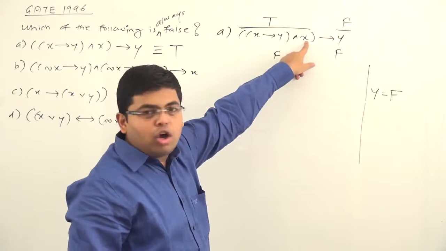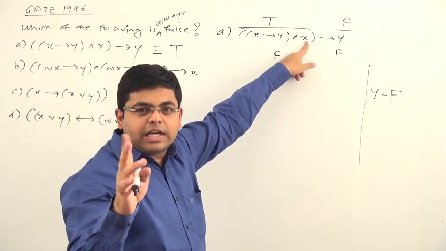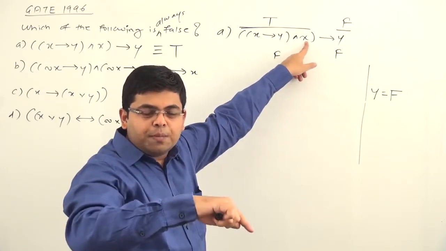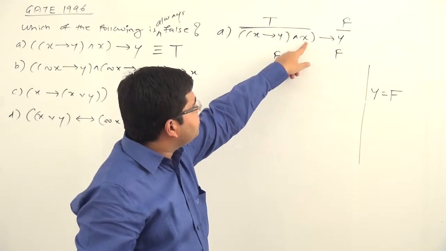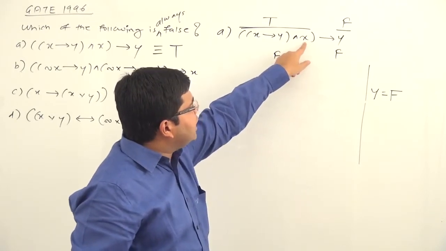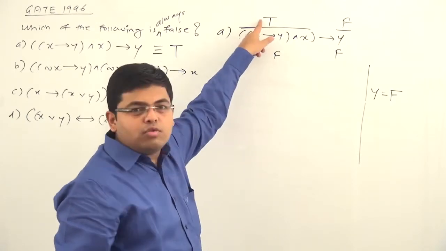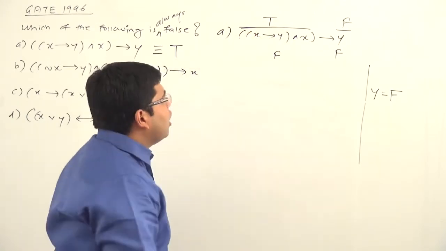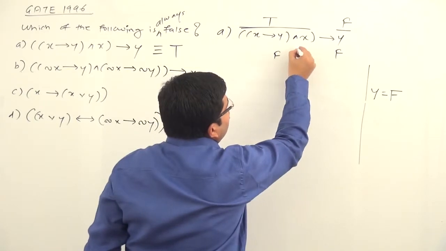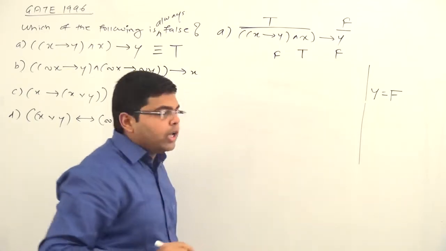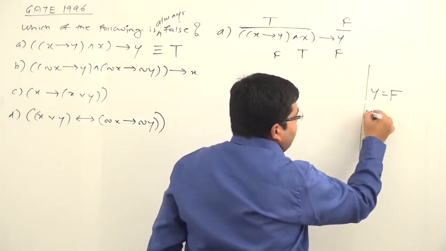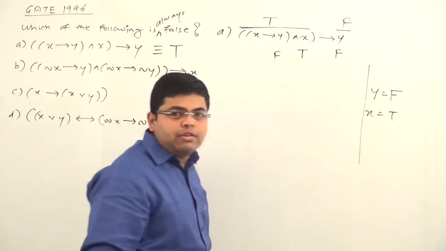So what should be the value of x? See, x can take only two values. Either it can be true or it can be false. But if you make this x equal to false, this entire bracket will become false. But we don't want false, we want true. So what we will do, we will keep x equal to true. Okay, so y equal to false and x equal to true are the values that we will get.